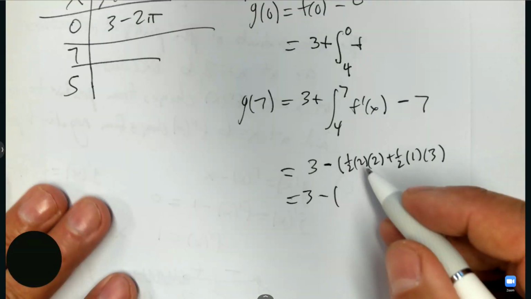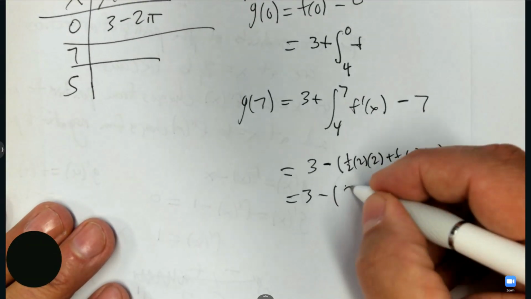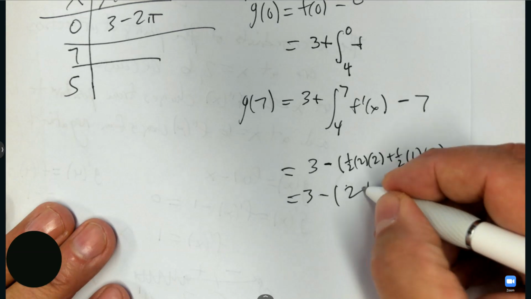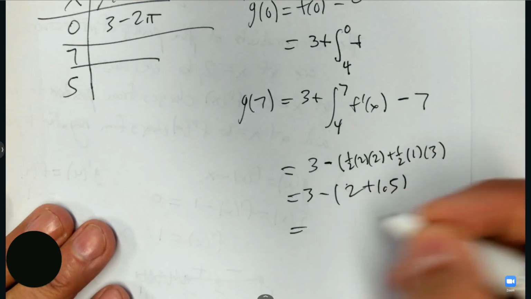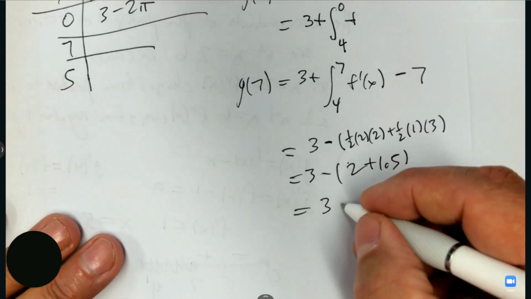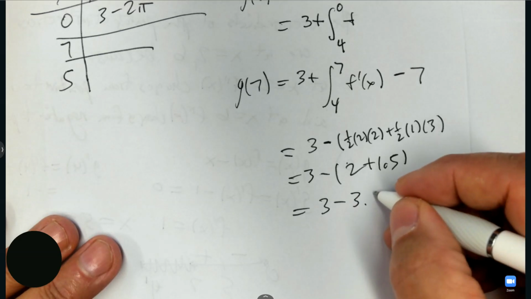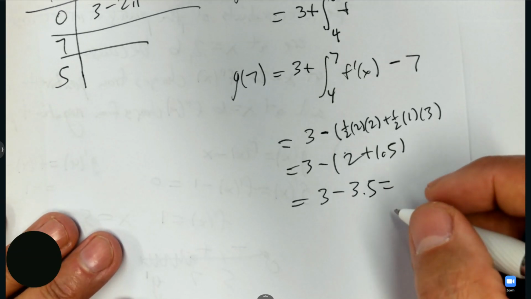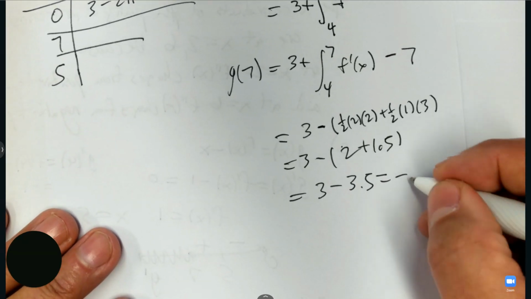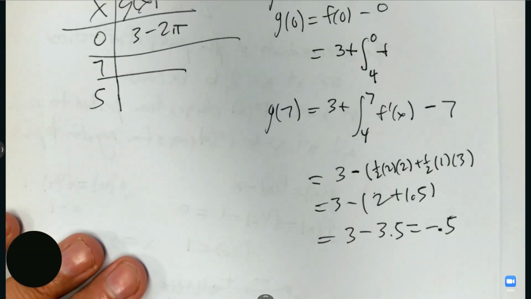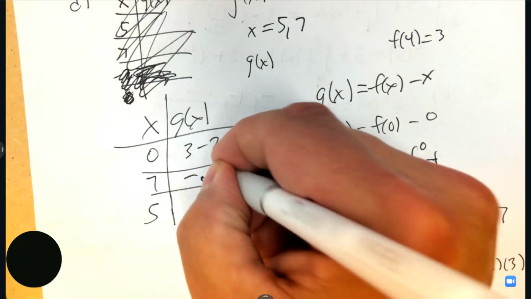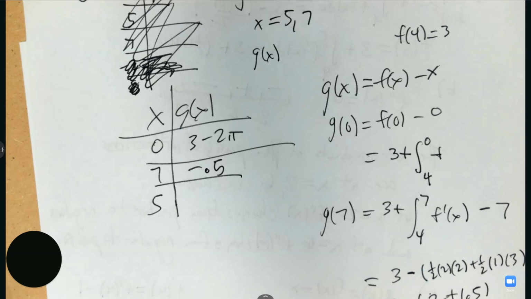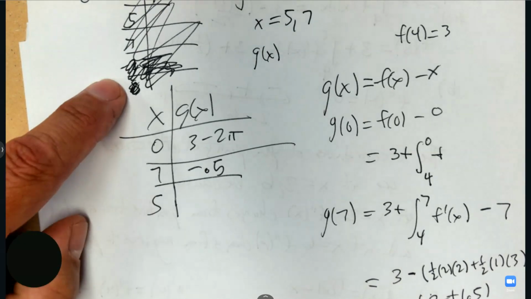So inside the parentheses, half of 4 is 2. Half of 3. Decimals are okay. So it ends up being negative 0.5, or negative 1/2. All right, we got one more to do, which is at 5.